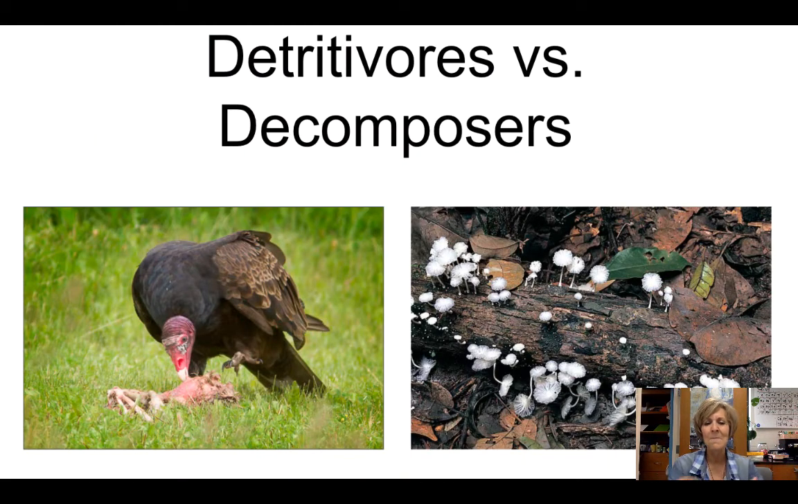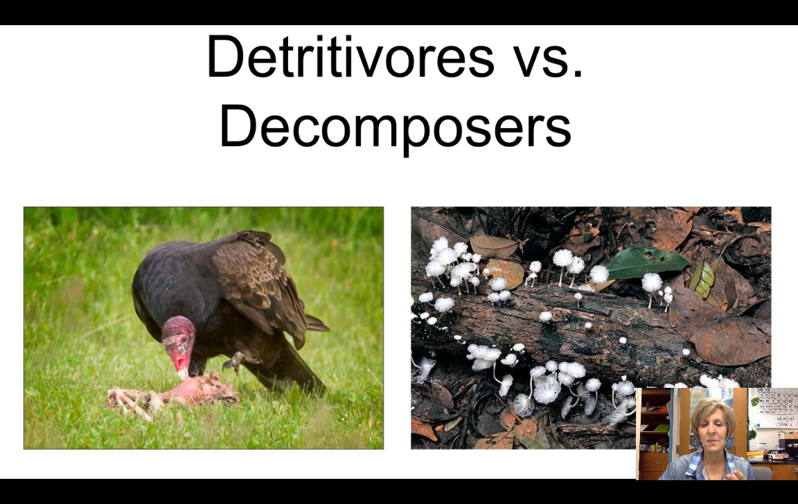Really fascinating. Another set of terms that we need to be able to differentiate are detritivores versus decomposers. A detritivore would be like beetles, vultures, anything that eats dead material. The detritivores are consuming dead material. They help to disseminate the dead material's body, but they are not recycling the nutrients. That's what decomposers do. Okay, so decomposers are bacteria and fungi.